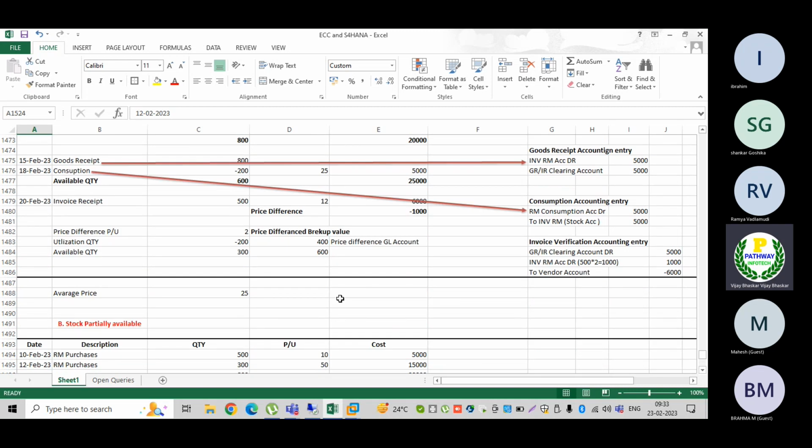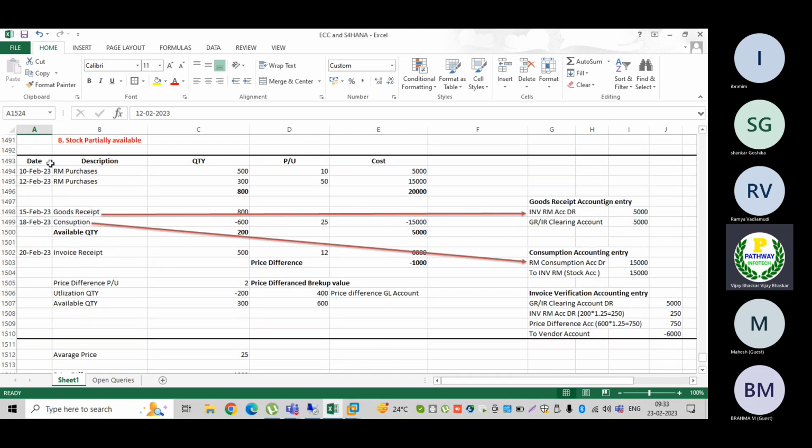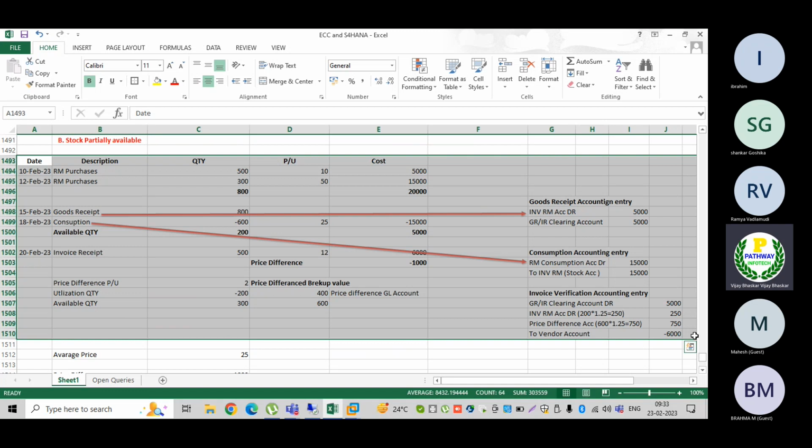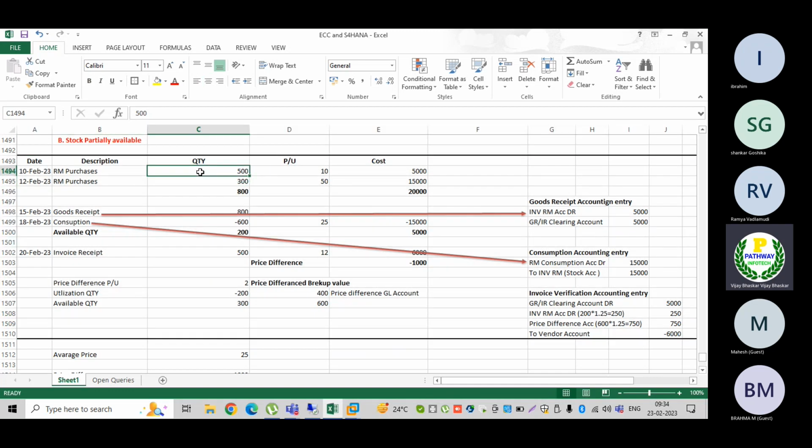But in most cases in an interview, you need to focus on this process, stock partially available. From the interview perspective, you need to explain this one only. No need to remember all this process. Batch input method, stock fully available, stock partially available, stock not available. If they ask you how the price difference accounting entry will flow, you need to explain to the interviewer with an example, the same example I have explained here.